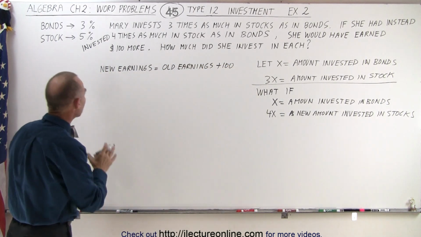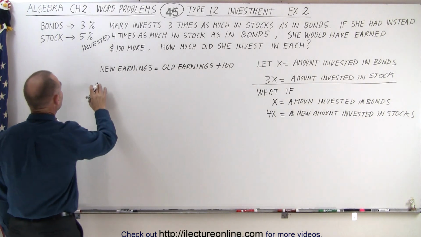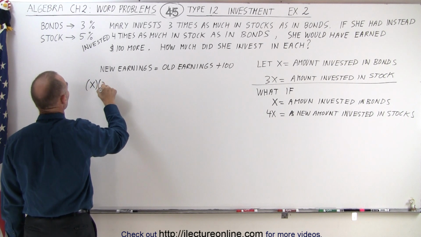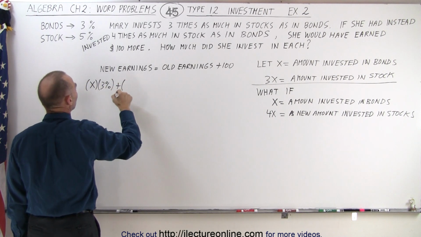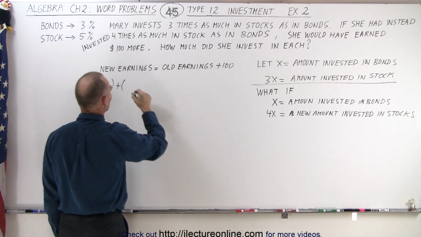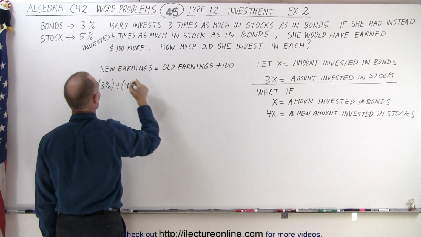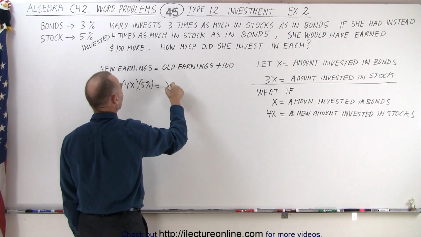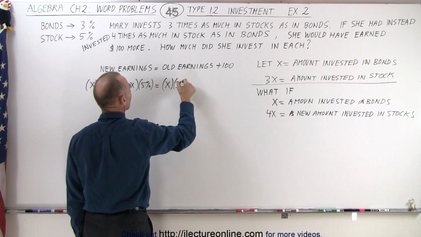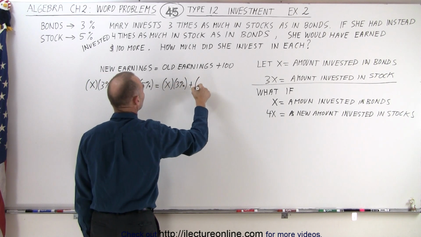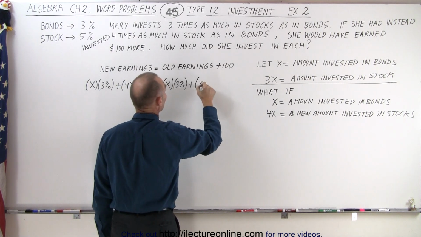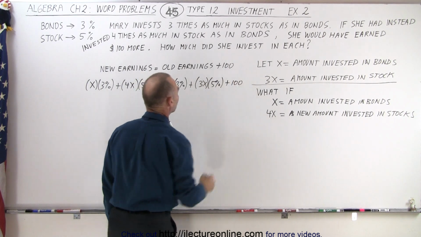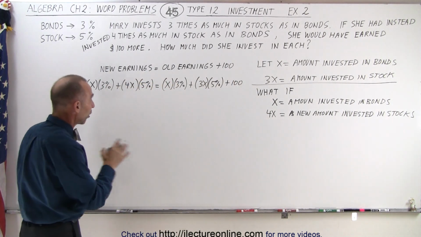All right, so how do we express the new earnings? Well, we take the amount invested in bonds, which is X, times the rate of earnings, which is 3%, plus the amount invested in stocks, which would be 4X, times 5%. That should equal the old earnings, which would be X times 3%, plus 3X, because that's the original amount invested, times 5%, plus $100. And so there's our equation that we need to solve for X.